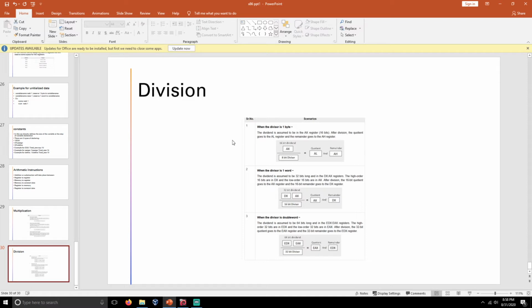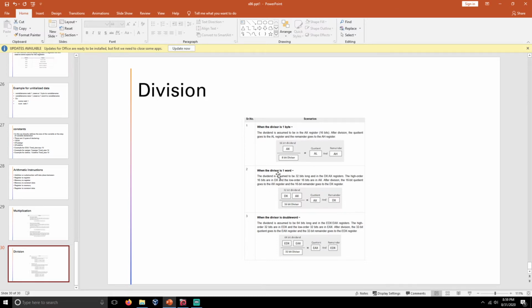And at last, division. When you come across division with one byte, the dividend is assumed to be in the AX register. After the division, the quotient goes to AL and the remainder goes to the AH register. So when the input is divided by an 8-bit divisor, the quotient gets stored into AL and the remainder gets stored into AH.